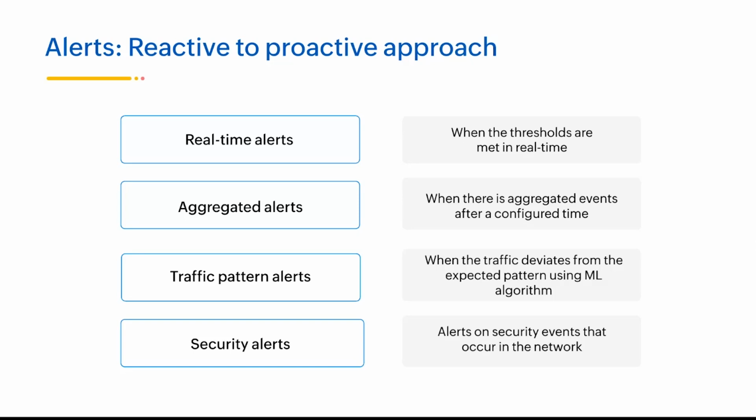So again, real-time alerts will be generated when the data usage threshold is violated more than the permitted number of times. Whereas an aggregated alert goes off when the total volume of packets over the given period crosses the threshold. Traffic pattern alerts will arise when there is deviation from the regular traffic behavior. And lastly, security alerts will be generated when, let's say, any security event occurs. So let me show you that in the UI.